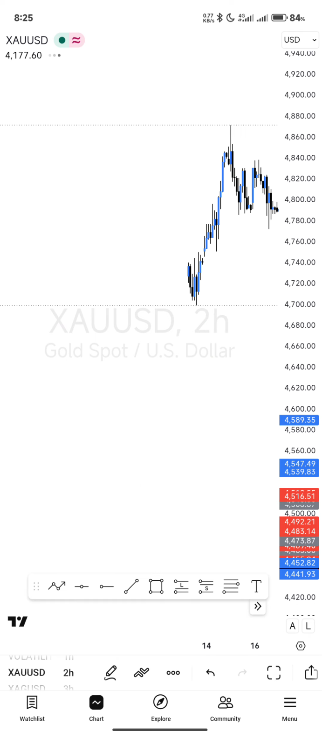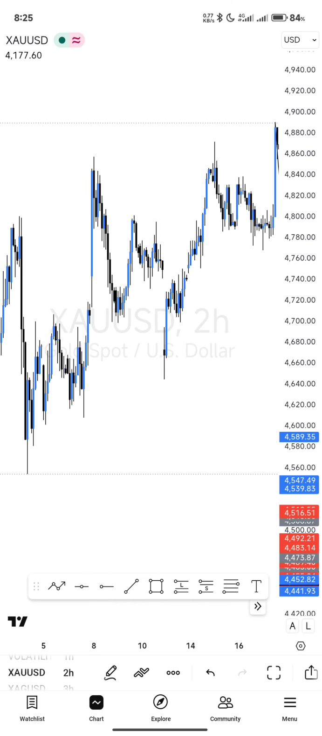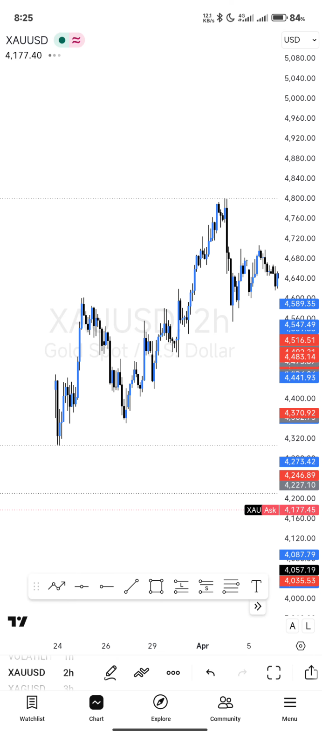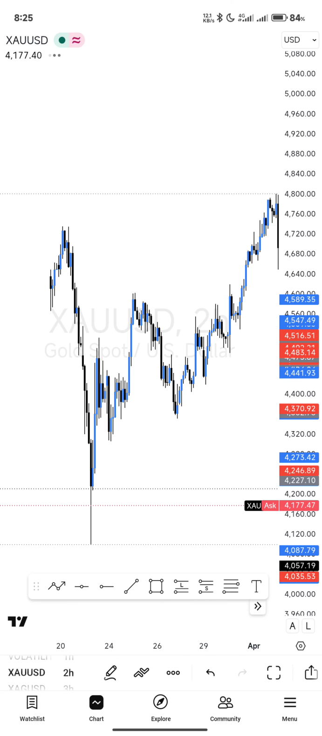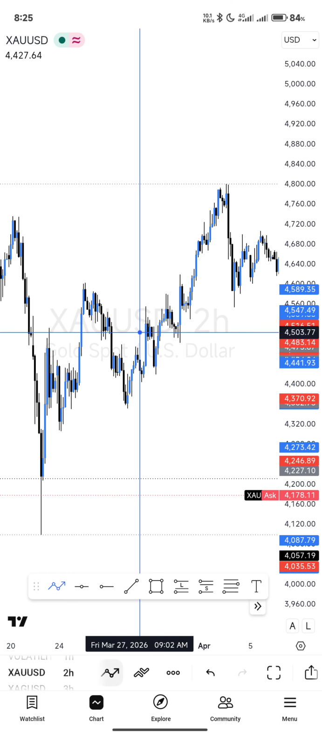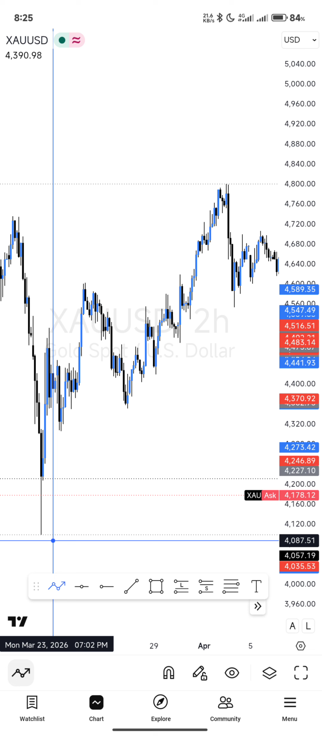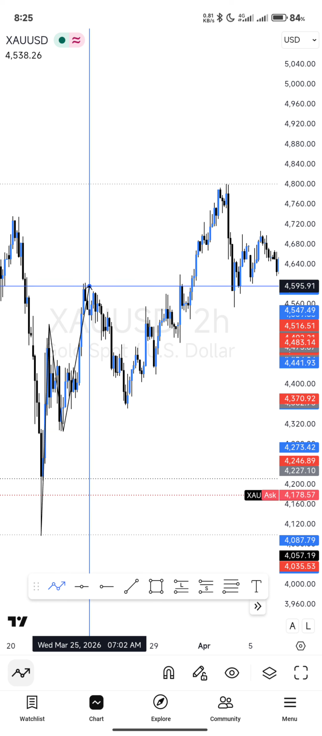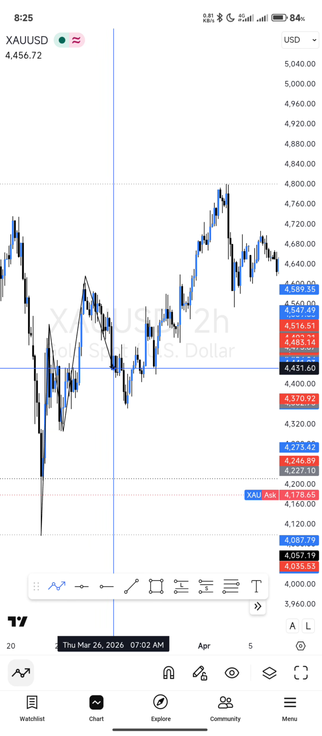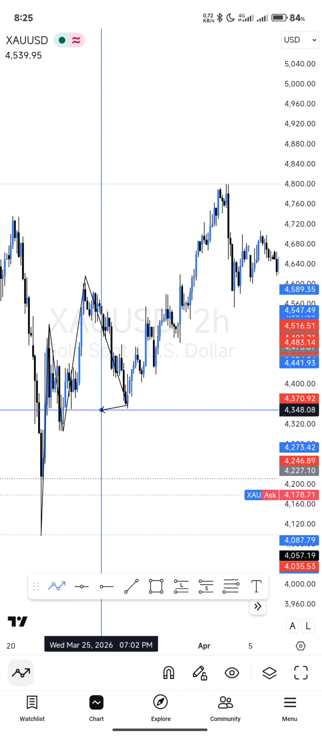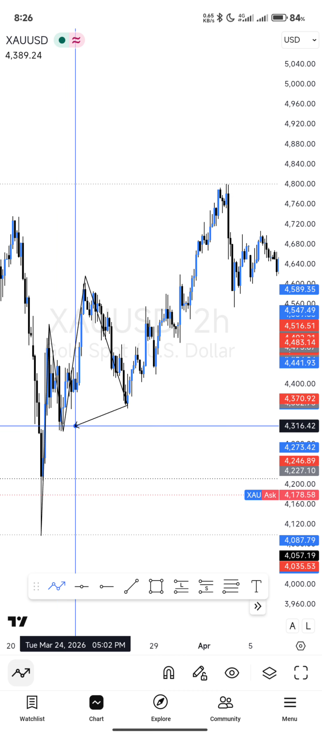Now let's look at an example of an uptrend. As you can clearly see, the market starts from this low, creates this high, makes this higher low, makes this higher high, makes this higher low. So you can see this low is higher than this low. So this is a higher low.